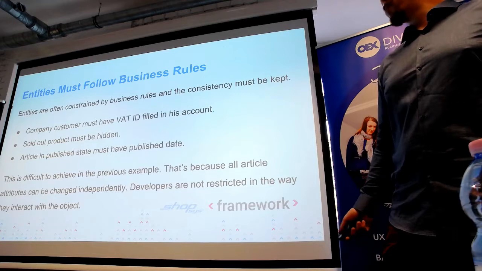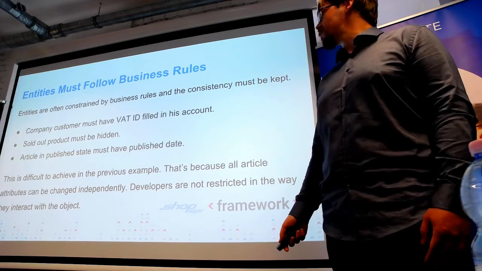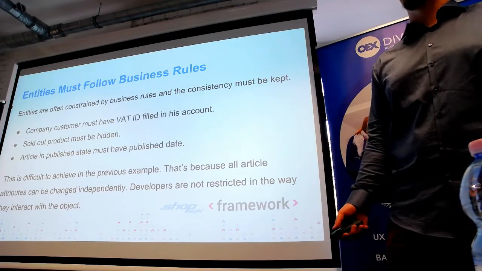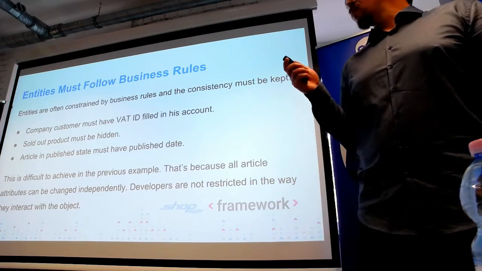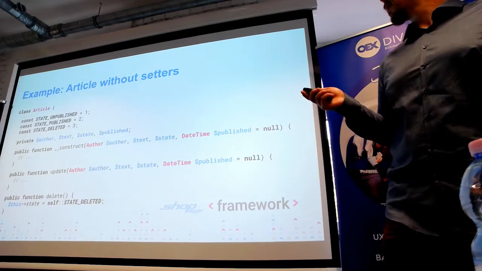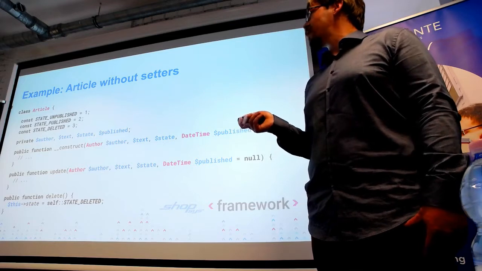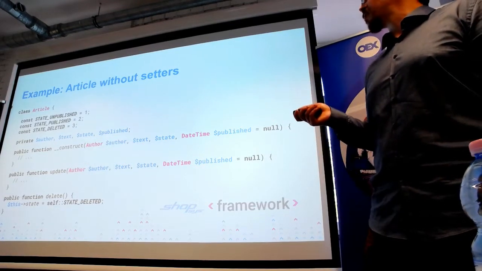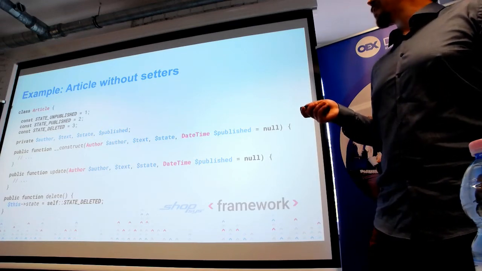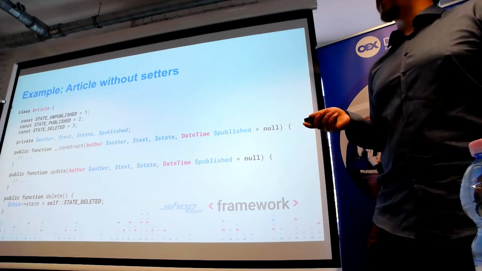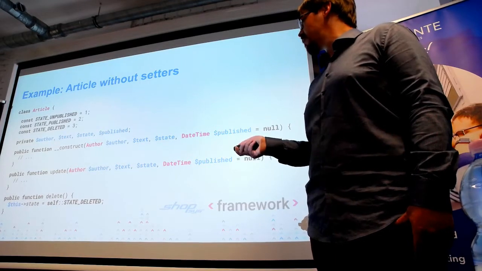So the properties can be changed independently, and that poses some problems to our architecture, because the developers are not restricted in the way they interact with our object. So we can do something like this and move those CRUD methods into the article directly. So now when the article is constructed, it has provided all the properties it needs and can have some logic internally to keep this consistency. Here we can have some soft delete implemented like this.